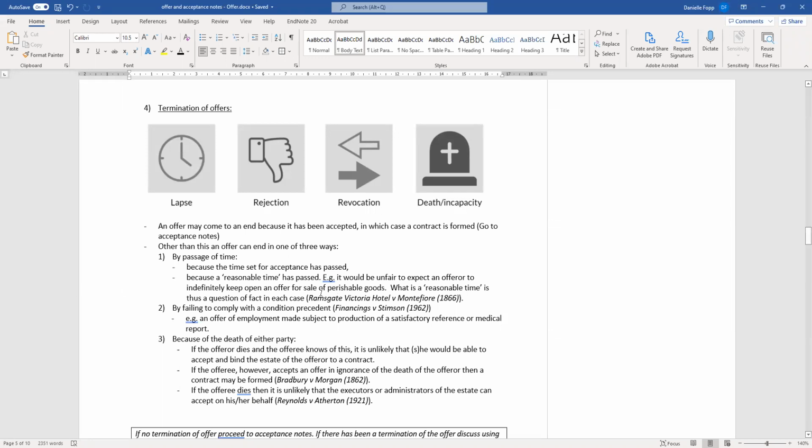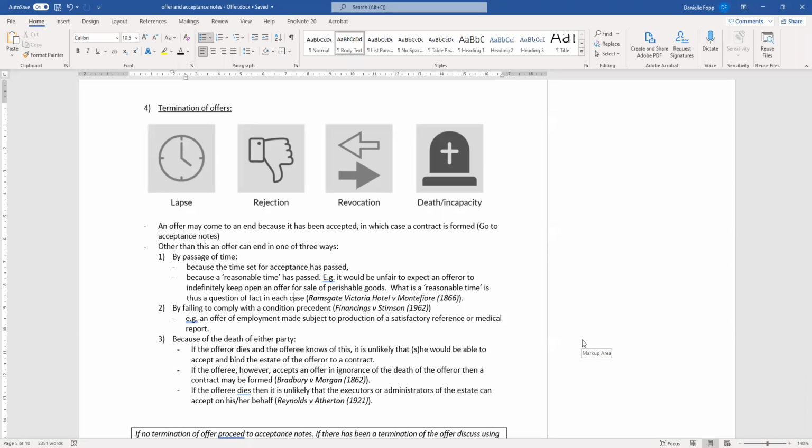And again, with reasonable time, we need that case law. And here, where it says what is reasonable time is thus a question of fact in each case, this would be a great case to have a little case note on with a quote from a judge about what reasonable means. Then we have the second way, which is by failing to comply with a condition precedent. So that was Financings against Simpson.